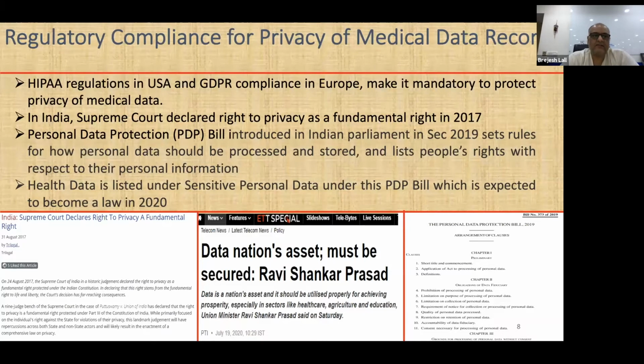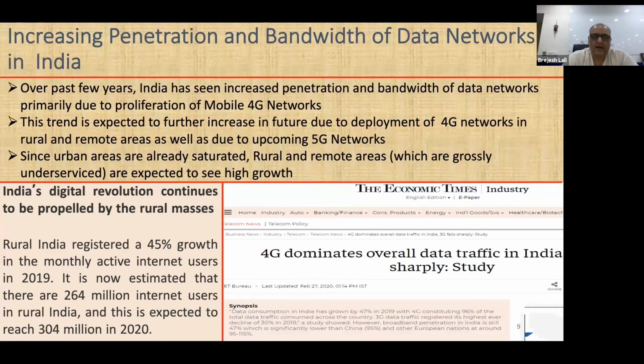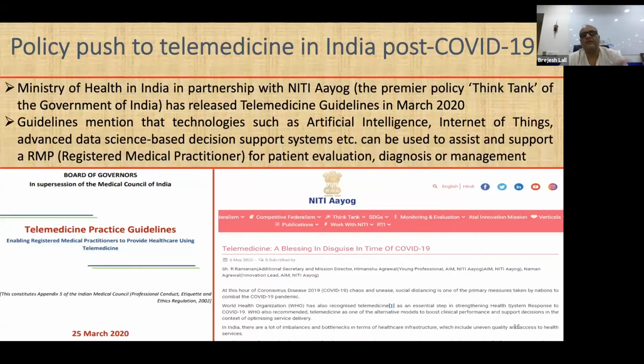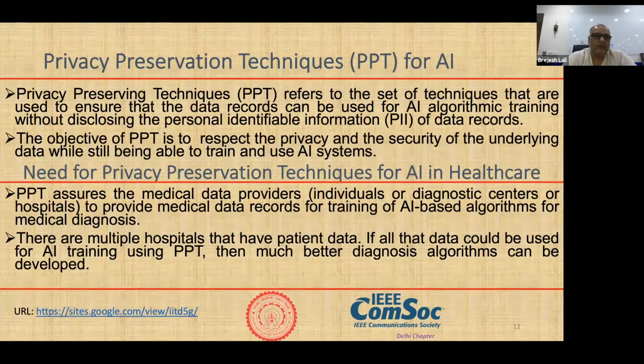All of this means that there is a need to collect a lot more data. There is a need to share a lot more data, but you do this very carefully, in the sense that privacy has to be preserved. And this is what this challenge is about. This challenge is about exploiting the increased penetration and bandwidth of data networks, the advances in medical diagnostic tools, and the policy push in telemedicine to come up with privacy preserving techniques for AI. So let me just spend a couple of minutes on these two slides before I come to the challenge specifically.